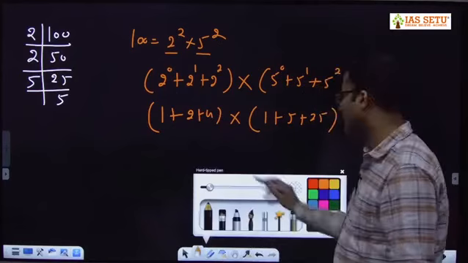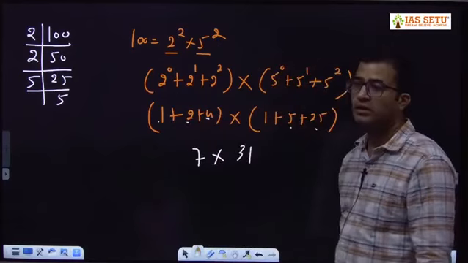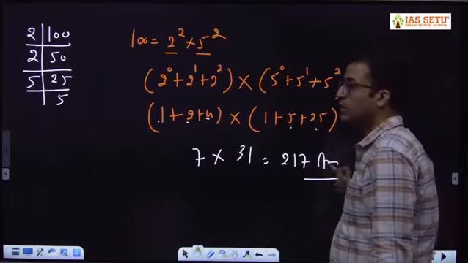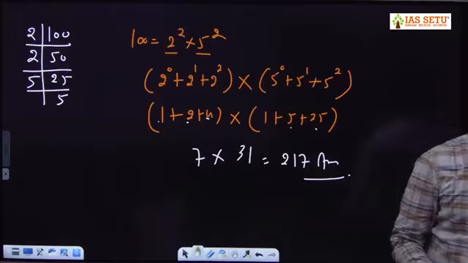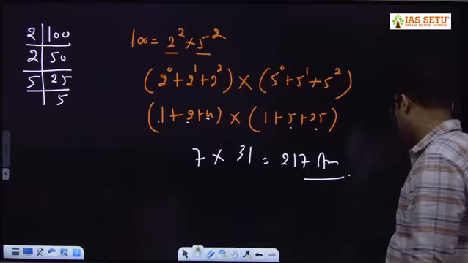So now what do you get here? 4, 6, 7 into 31. What is 7 into 31? 217. So what is the sum of the factors of 100? We have 217. I take one more number.